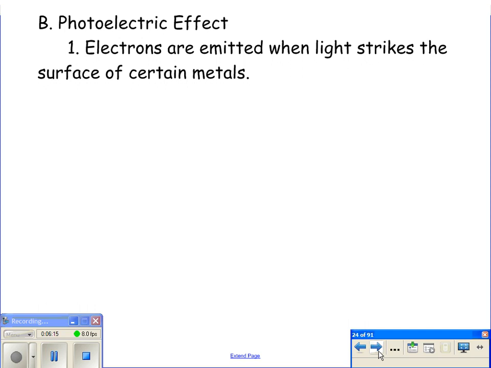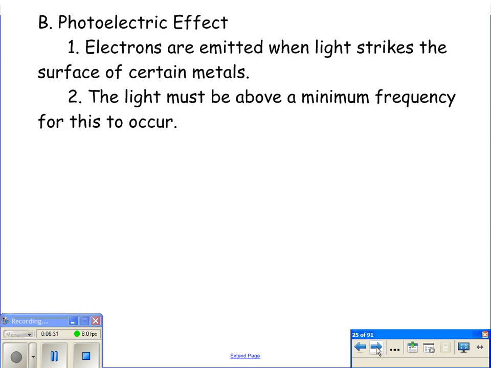So just to get this to happen so we can capture it, you have to have a wave that's at a specific frequency. And if it's not above that frequency, then nothing will happen. But as long as it's above that frequency, then when the light hits the metal, that will cause the electrons to be emitted.